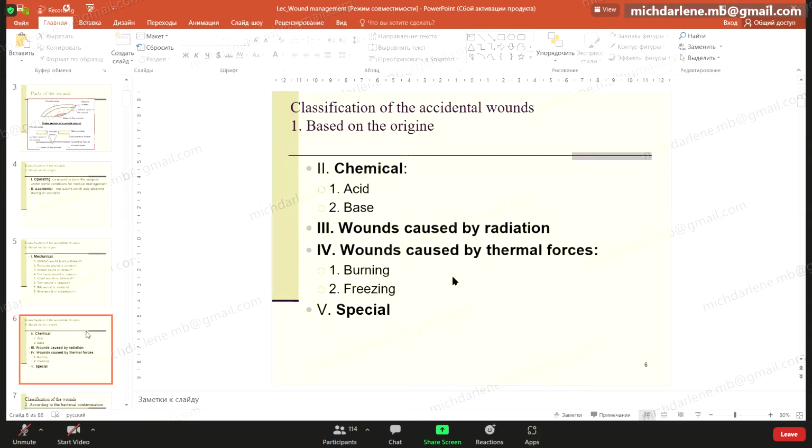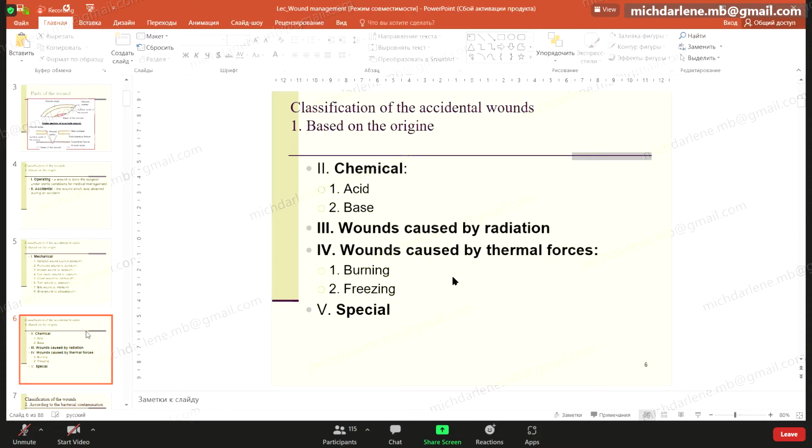If we try to classify the chemical wounds, we must understand that these burns can be caused by acids and by bases. And if you want to help this patient at the place of the accident, if you have a chemical acid wound, you must use a base to neutralize it and check the salt and the water. If you have a base, you must use the acid. It's like a special antidote for these kinds of wounds.